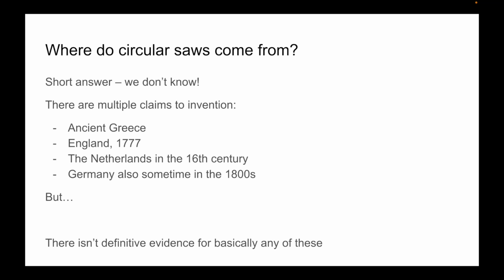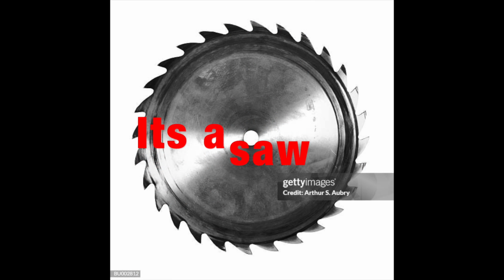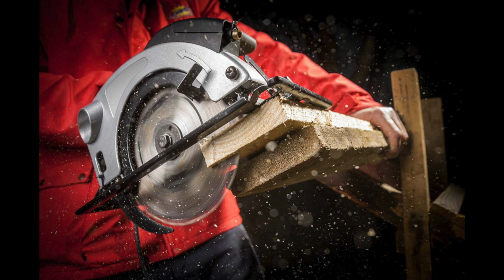There are multiple claims to invention. Greece, England, the Netherlands, Germany, all these countries have claimed to have invented the saw, but in all honesty, we'll probably never know where the actual saw came from because the design is so universal. As for an actual definition, Wikipedia refers to the circular saw as a power saw using a toothed or abrasive disc or blade to cut different materials using a rotary motion spinning around an arbor.